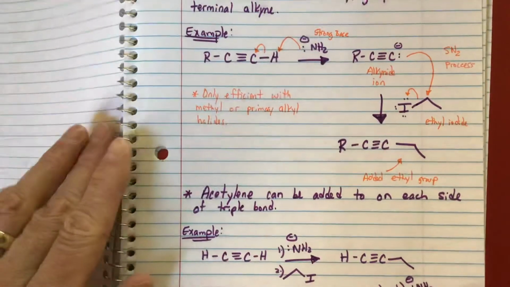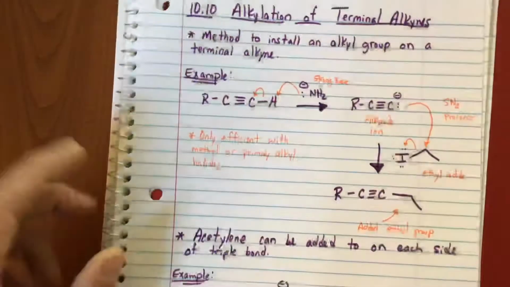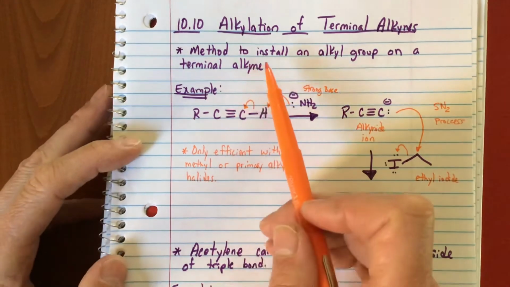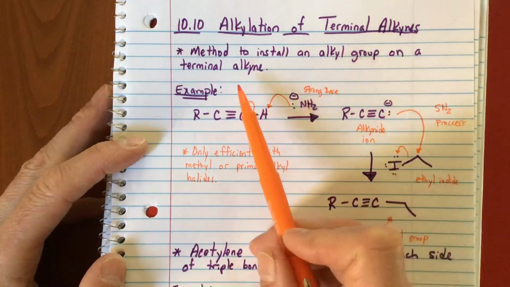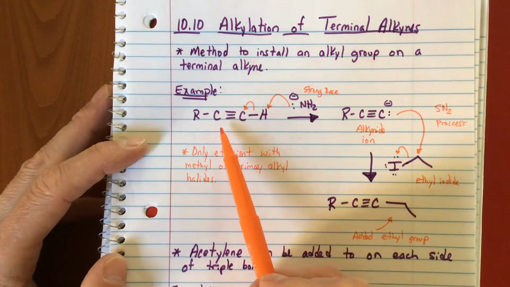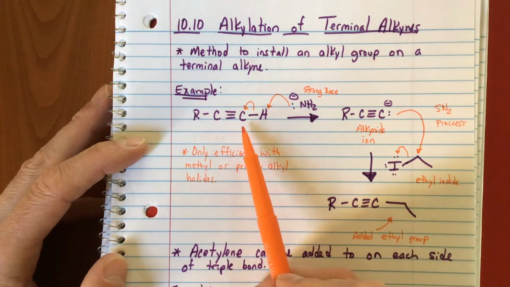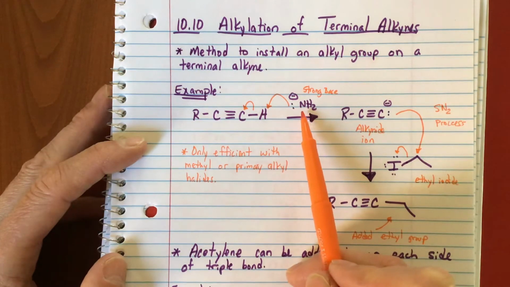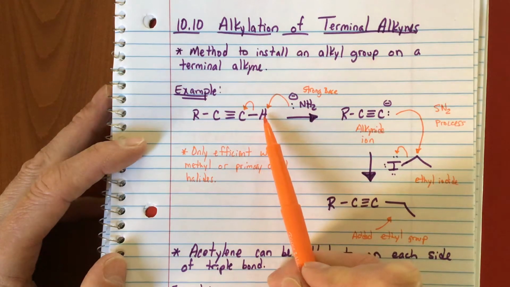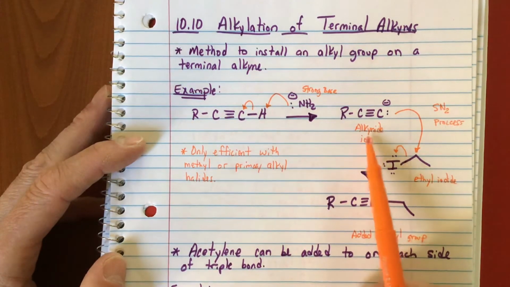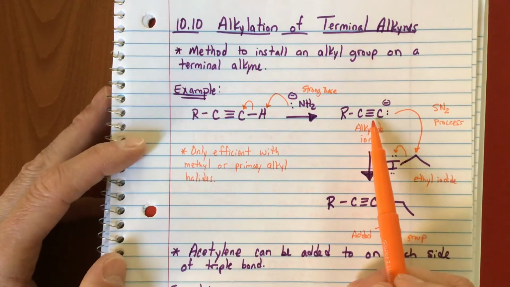So 10.10 was on the alkylation of terminal alkynes. So this is a method where you would install an alkyl group on a terminal alkyne. So an example here, let's say we have an alkyne, and it's terminal because it's got the hydrogen on this right carbon. If we were to react it with the strong base, amide, deprotonating the hydrogen here, electrons push onto the carbon, we would have the alkanide ion as the product formed.